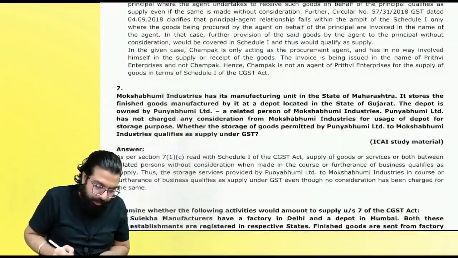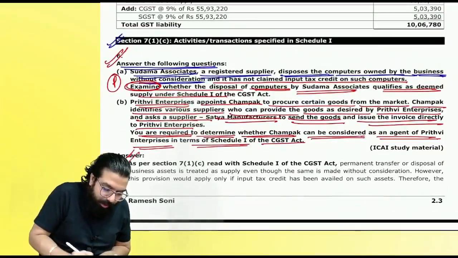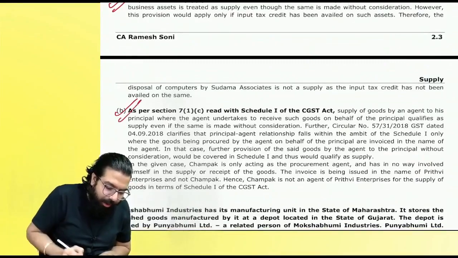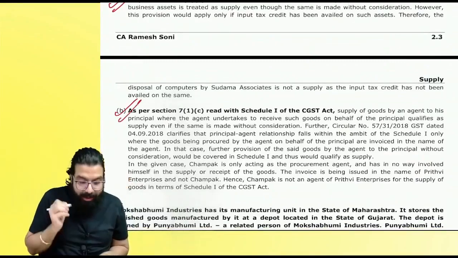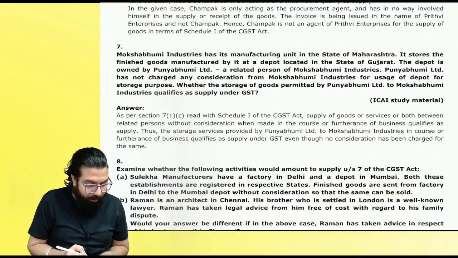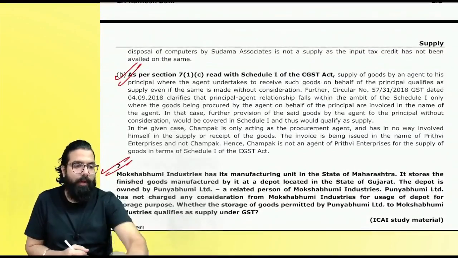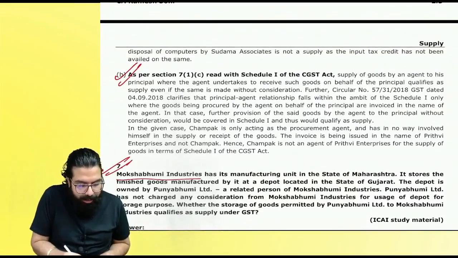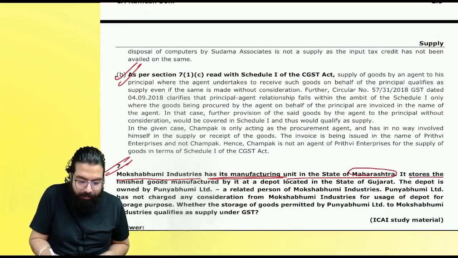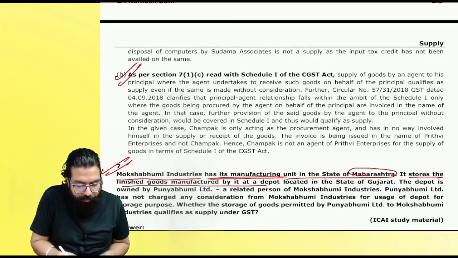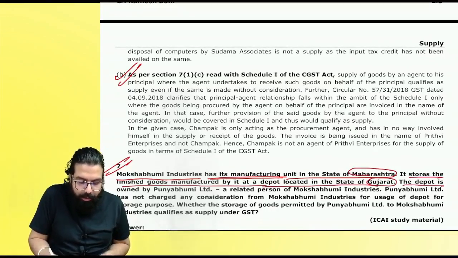Next. See, everyone, they have spoken about section 7(1)(c). Please practice this question at home. Don't leave and go. Everyone over here. Moksha Bhumi Industries has its manufacturing unit in Maharashtra. It stores the finished goods in a depot located in Gujarat. The depot is owned by Punya Bhumi.